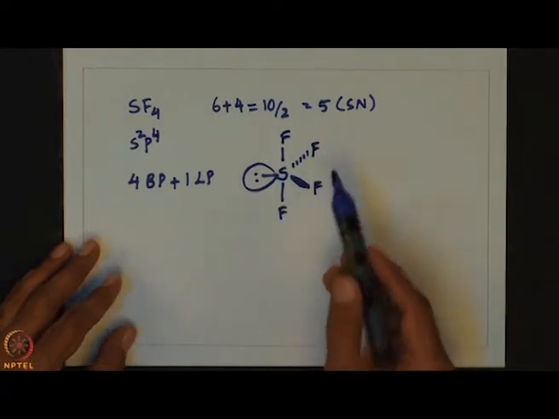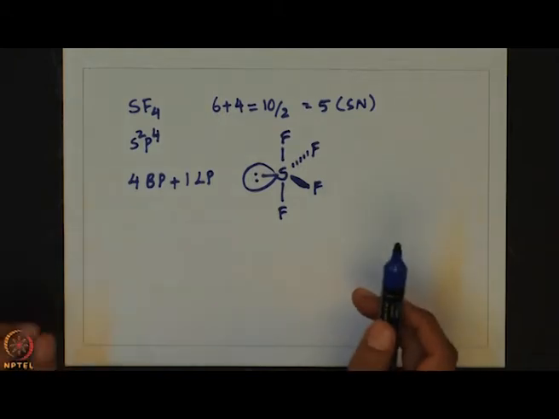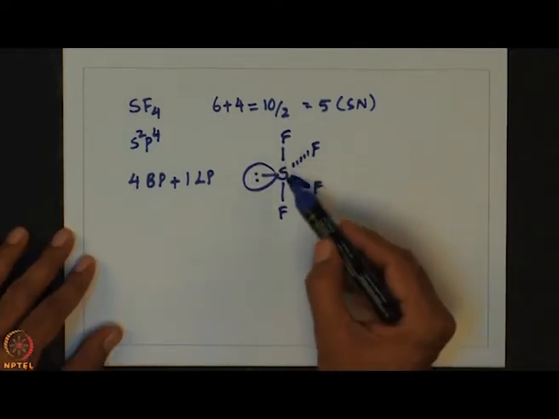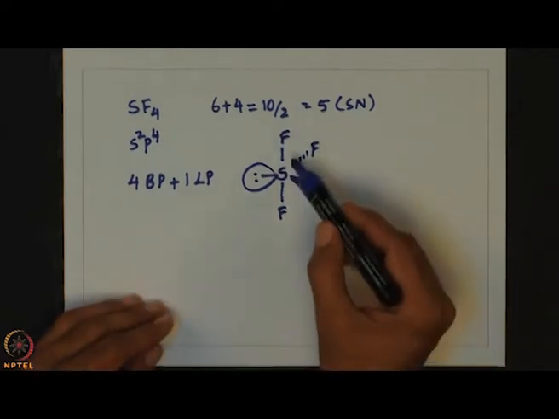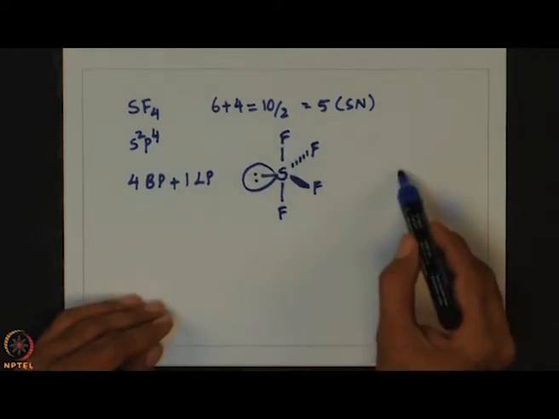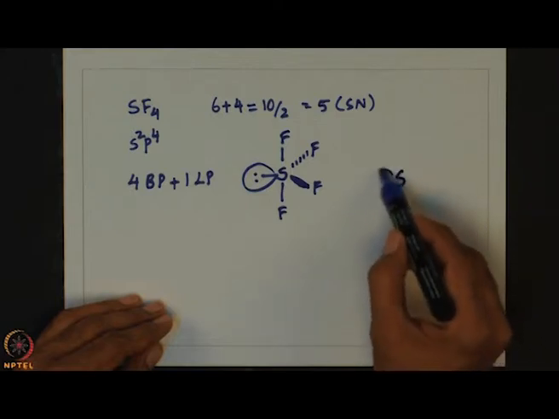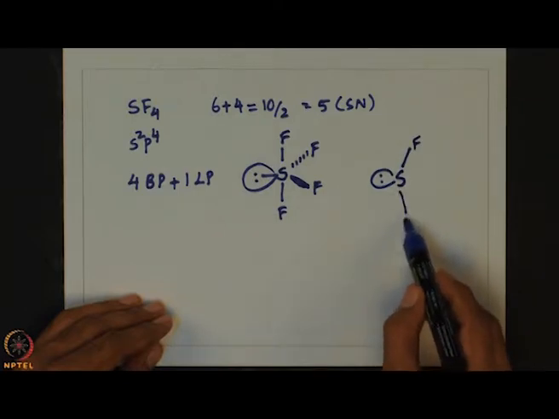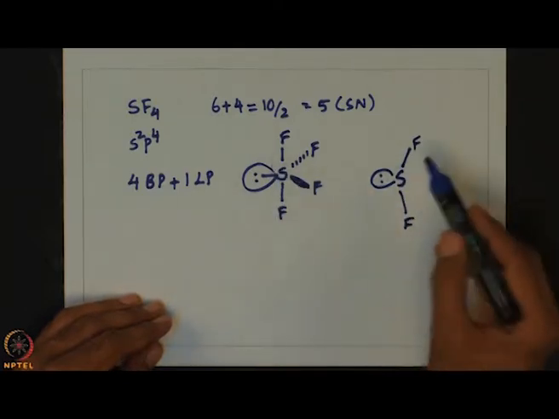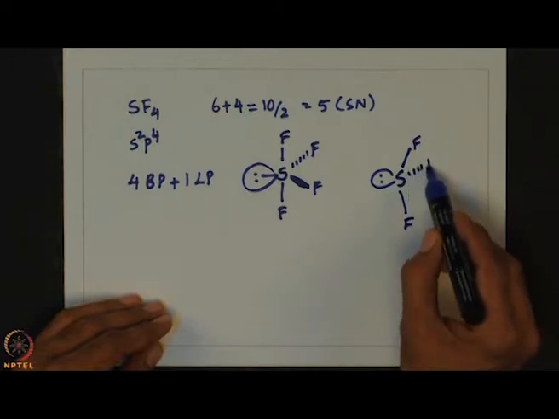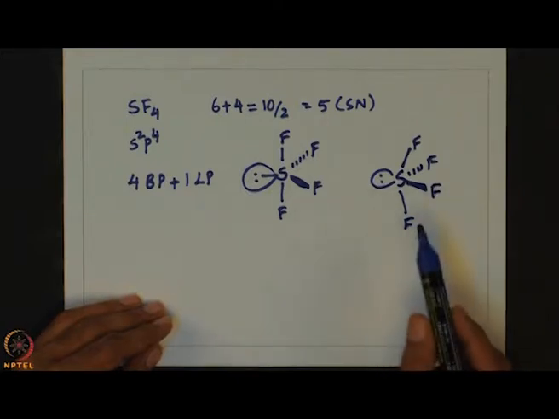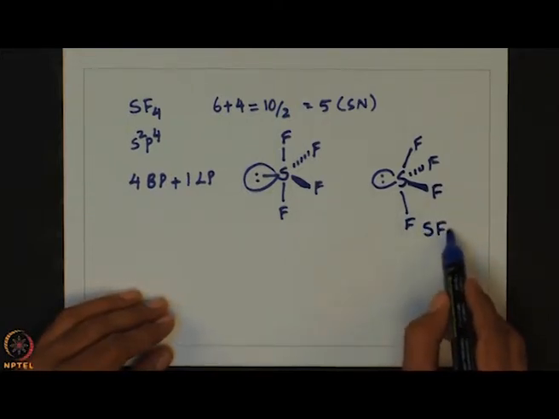This one appears like a seesaw, and that is the reason the shape of SF4 is always recognized as a seesaw structure. Of course, it is not exactly a seesaw structure. Essentially, the atoms are a little bit bent, to give more space for these lone pairs. These are bent a little bit away from their mean position. This is the actual structure of the SF4 molecule.